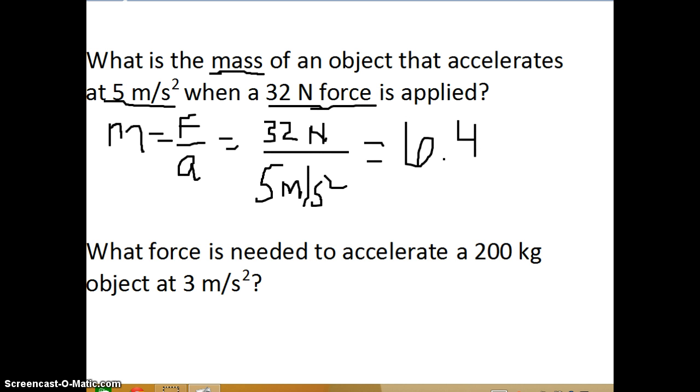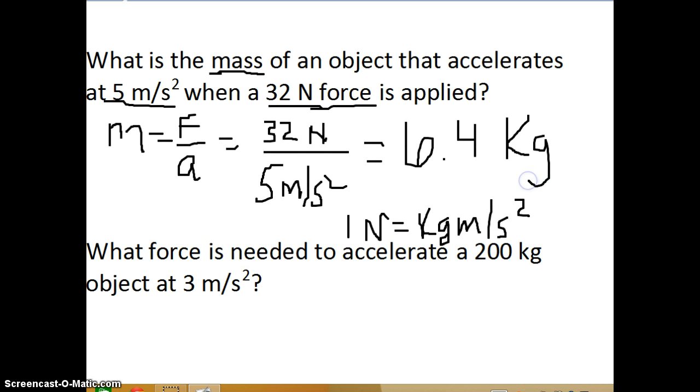The newtons and the meters per second squared, it's kind of hard to see how things cancel out, but remember I did tell you at one point that 1 newton equals 1 kilogram meter per second squared. So the meters per second squared, when you divide that from the newtons, you actually do get kilograms.